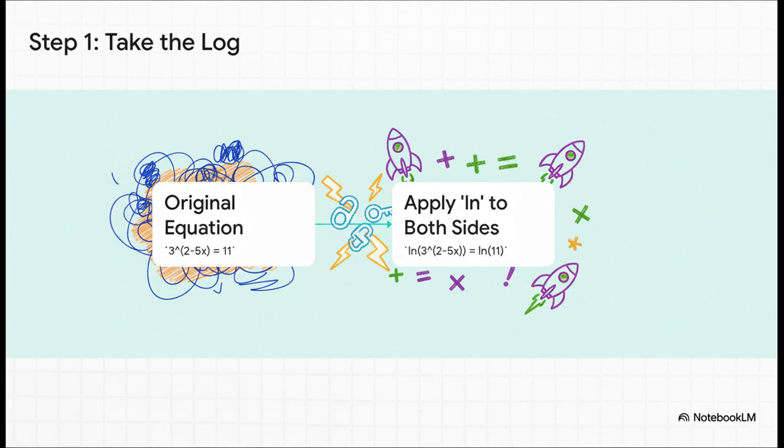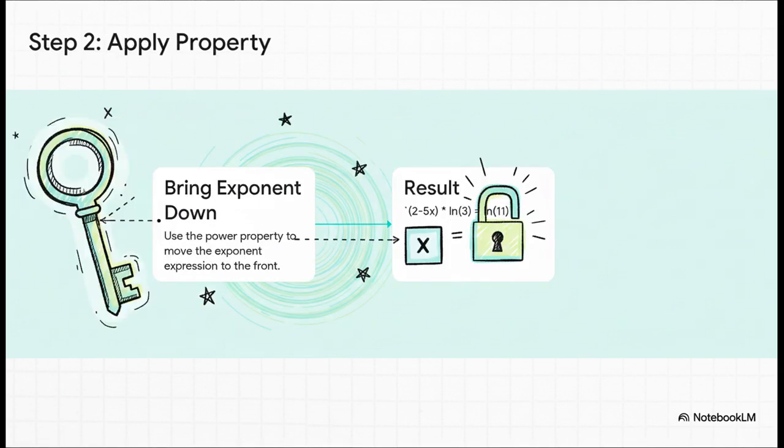Okay, first move. The golden rule of algebra is whatever you do to one side of the equation, you have to do to the other to keep it balanced. So we're going to take the natural log of the entire left side and the natural log of the entire right side. Simple as that. And now for the main event. This is where the magic happens. We immediately use that power property we were just talking about. That 2 minus 5x is no longer an exponent. Look at it. It's down in front, just multiplying the ln of 3.